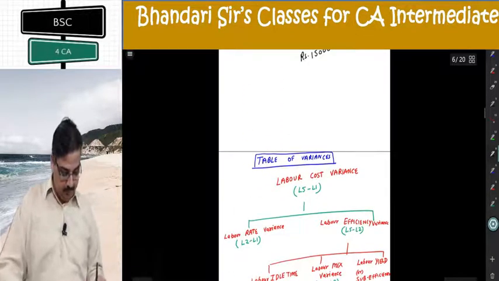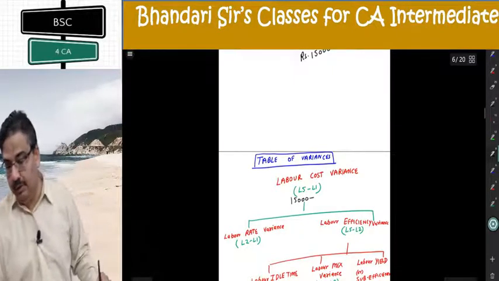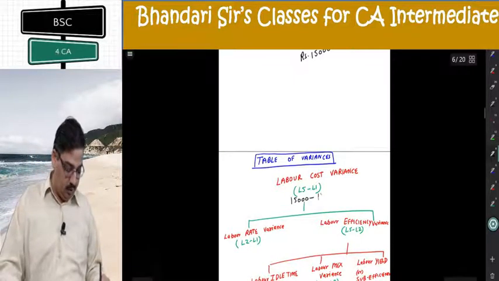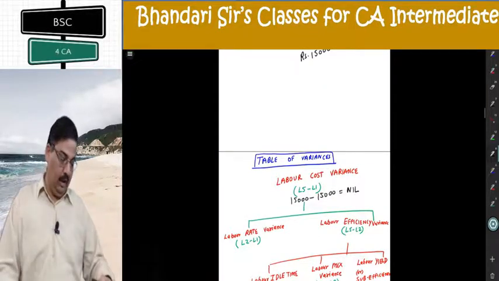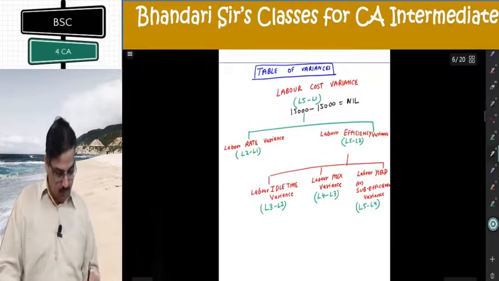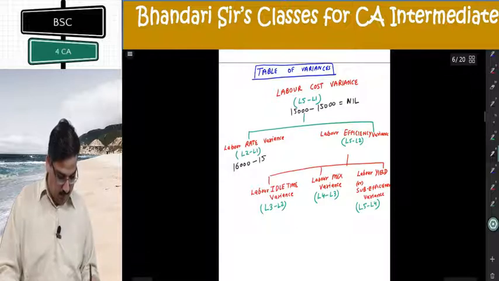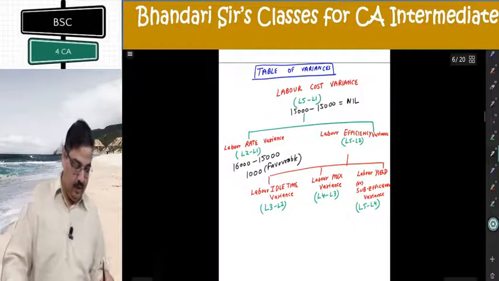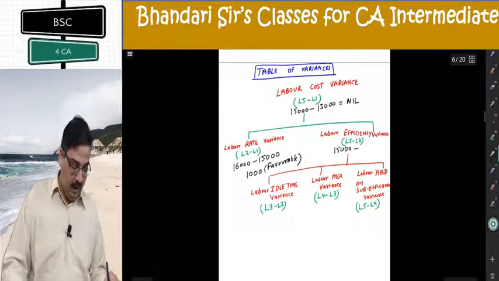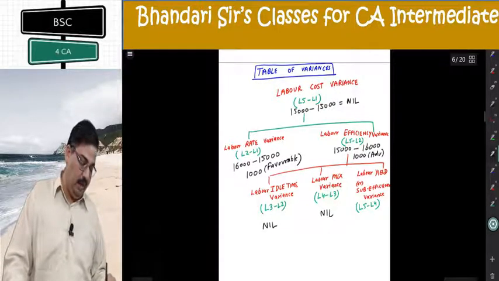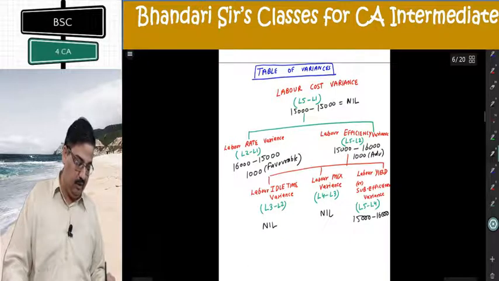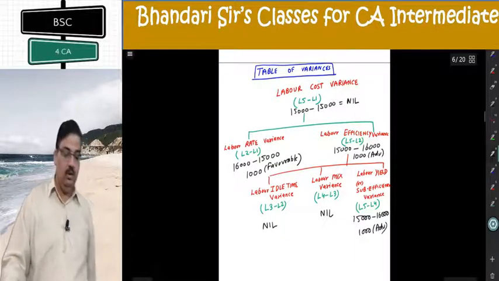So what I get there? 15,000 minus actual skilled labor was also 15,000. That is nil. L2 minus L1: L2 we calculated 16,000, minus 15,000, 1,000 favorable. L5 15,000 minus L2 16,000, 1,000 adverse. This is nil. This is nil because they were not applicable. This is 15,000 minus 16,000, 1,000 adverse. This is a complete table of variance.